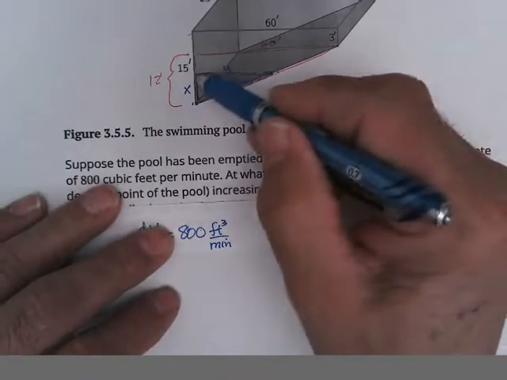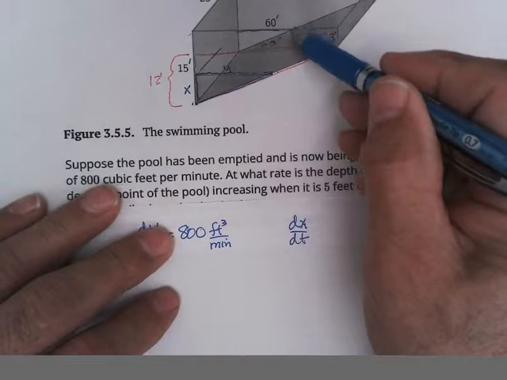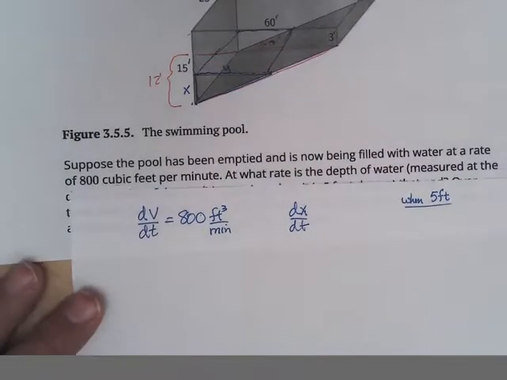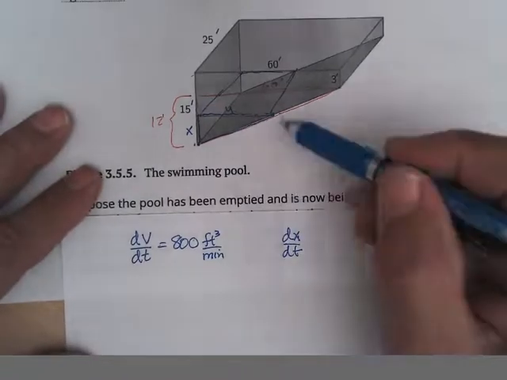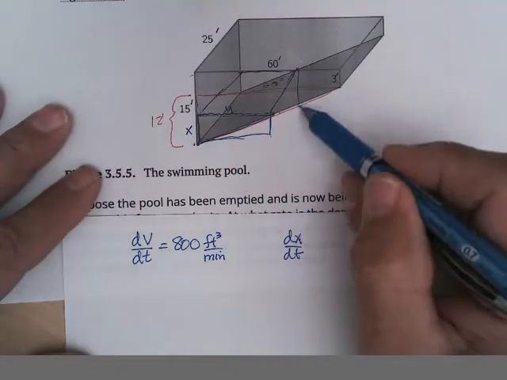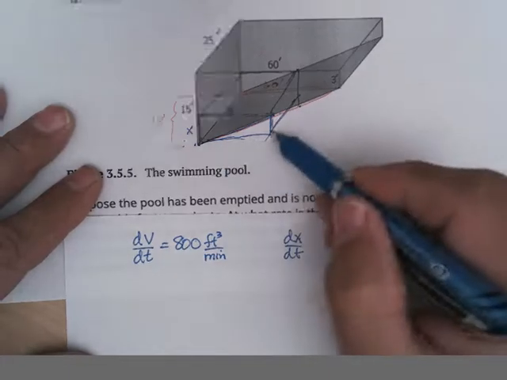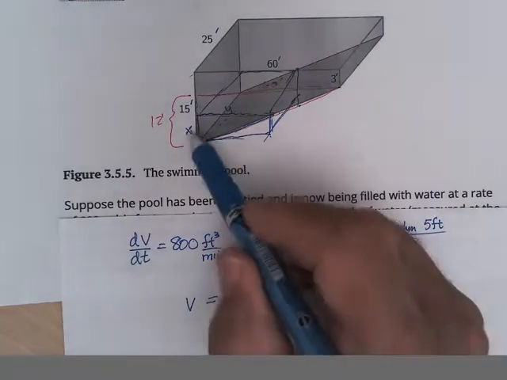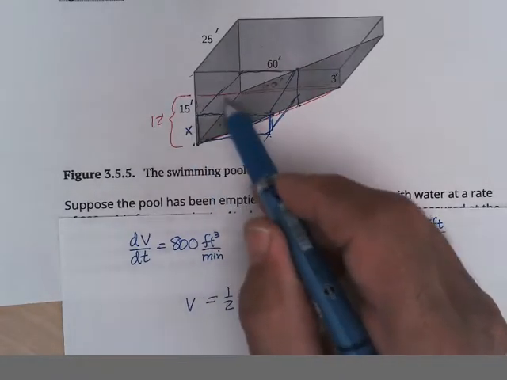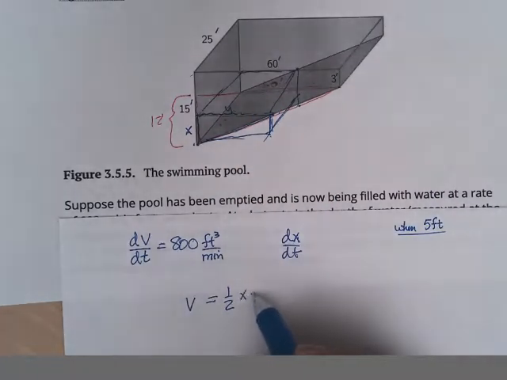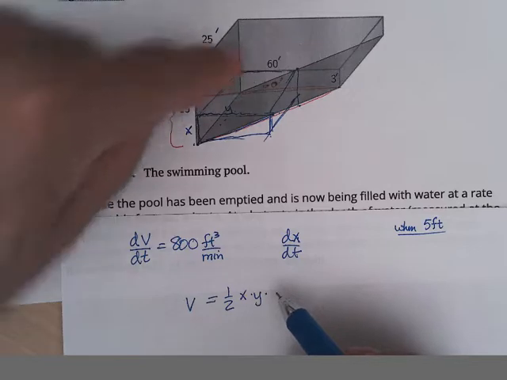Well, the volume is going to be a shape like this. And some of you might say, I don't know how to do that. Well, just think this is just half of a box, isn't it? They just chop off the bottom half. It's half of that. So the volume would be 1/2 length times width times, well, whatever that one is. So we got 1/2 x times y times 25.